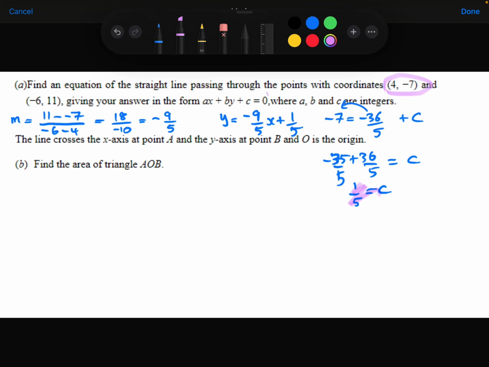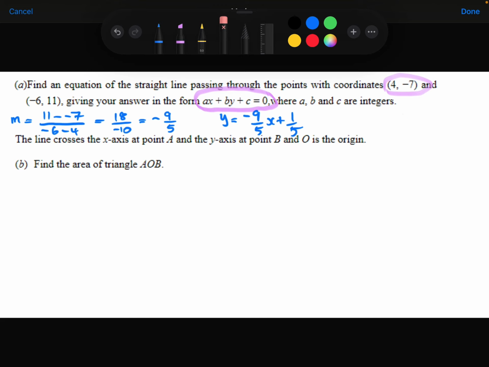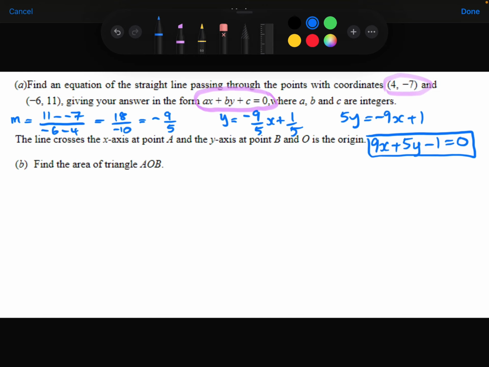The question did say I need to give my answer in this form, so I'm just going to do a little bit of rearranging now. I'm going to multiply everything through by 5 to get rid of those fractions. So I'll get 5y equals -9x plus 1. And then I'm going to move everything over to the left-hand side by adding 9x to both sides and subtracting 1 from both sides. And that's my answer to part A.